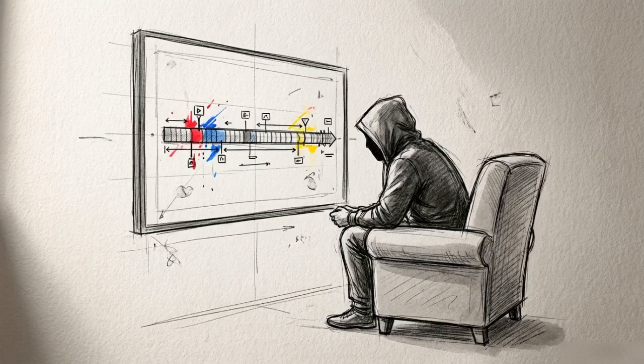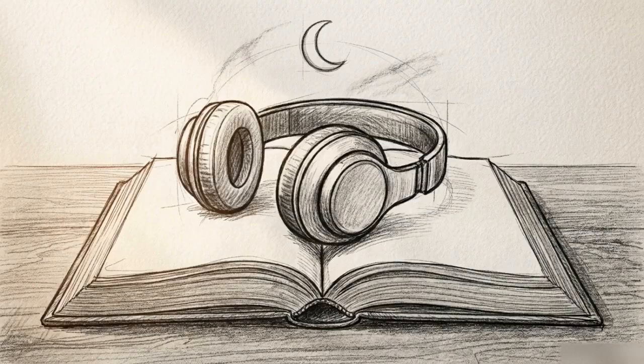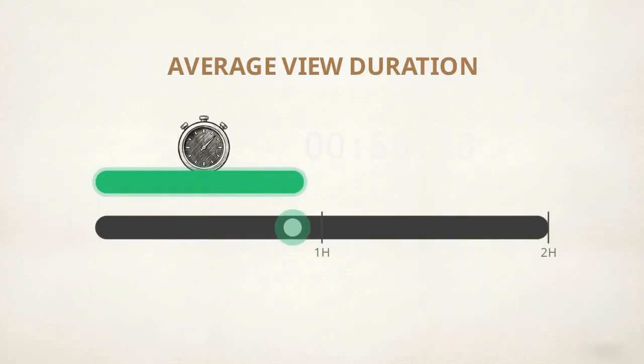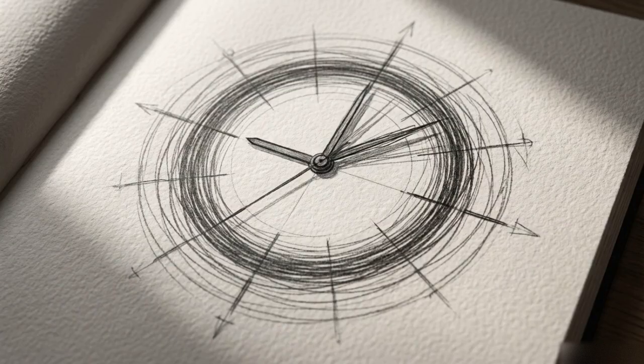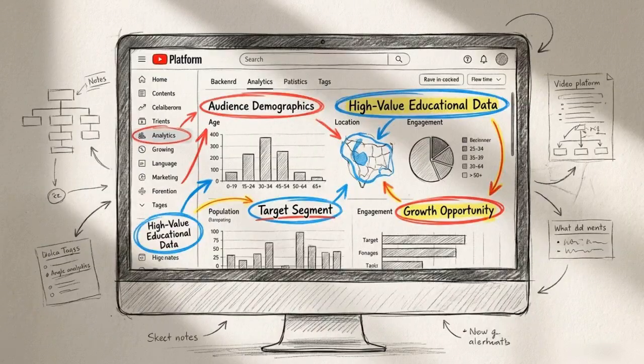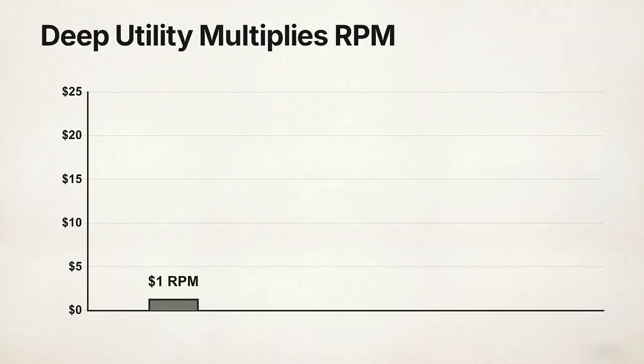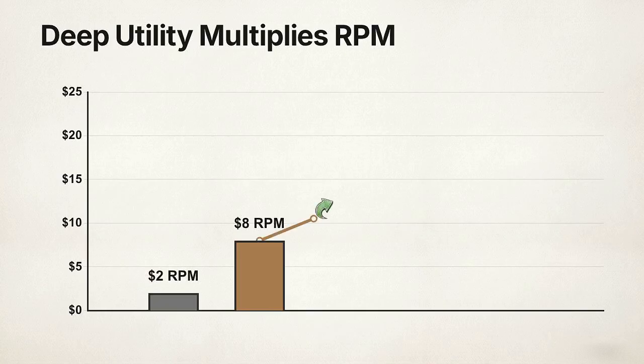On the opposite side of the spectrum, we have channels built for deep, long-form utility. Think 2-hour sleep aid facts or comprehensive audiobook summaries. These formats dominate a metric called average view duration. Viewers use them to fall asleep or listen during a long commute, accumulating hours of watch time in a single session. Because YouTube classifies this content as educational, advertisers pay a premium to reach that audience. That pushes your RPM, the revenue per 1,000 views, significantly higher than standard entertainment videos.